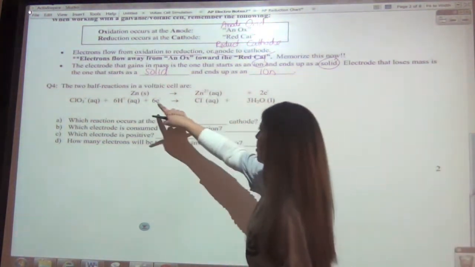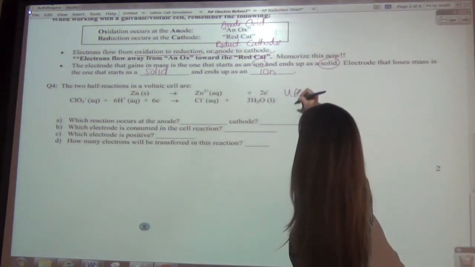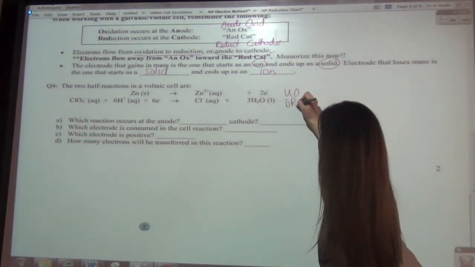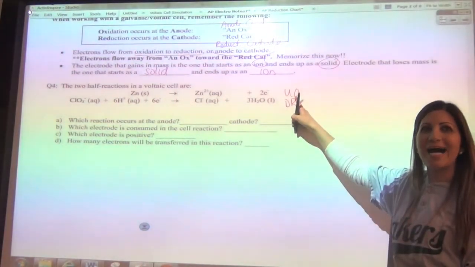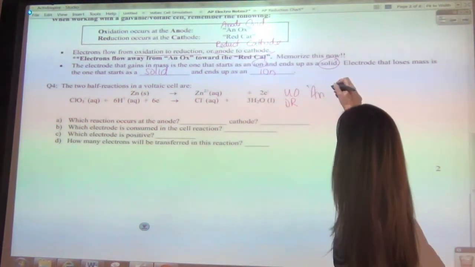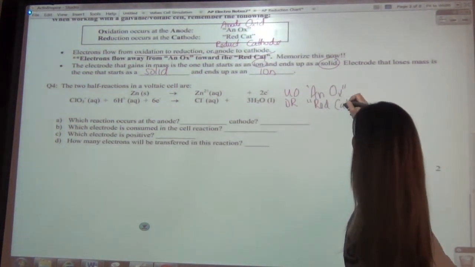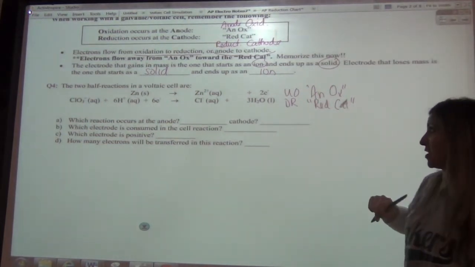So what's this one? Well, it's going from 0 to 2, so the charge is going up, so that's my oxidation. So then if it's my oxidation, this one's got to be my reduction, right? So if that's my oxidation, we call this, is it an ox or red cat? Which one is the top one? An ox. Awesome. This is an ox, which means this one must be my red cat. Okay, yep, that's the anode. The top one's the anode, and the bottom one must be the cathode.